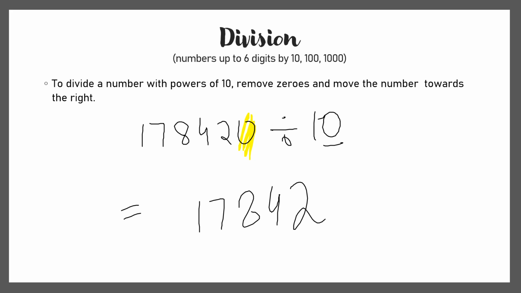We removed 1 zero, so each digit is shifted only one step to the right. Like here 4 was at tens place, but here the 4 is at unit place. So this is how we do division by powers of 10. Similarly, when we divide a number with 100, we will remove 2 zeros from the right side. When we divide a number by 1000, we remove 3 zeros from the right side. Okay, now let's move to the next topic.